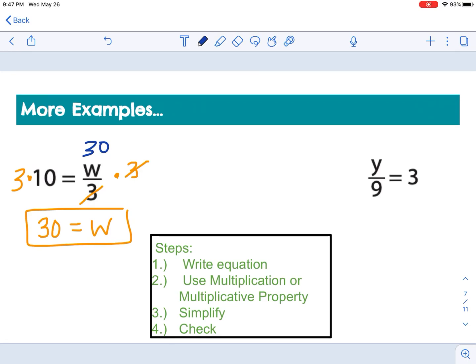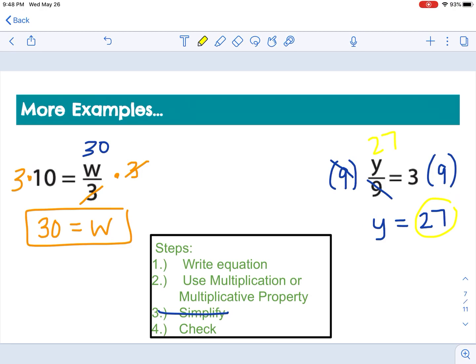So I have y divided by 9. The opposite of divided by 9 is times 9. So I'm going to multiply both sides by 9. Remember, if you do something to one side, you have to do it to the other to keep it balanced. The 9 and the 9 are going to cancel each other out. So I'm left with y. And 3 times 9 is 27. I don't need to simplify anything, but I do need to check and make sure I did it right. So I'm going to take that 27, I'm going to put it back in for the y. And 27 divided by 9, yep, that is 3. So I know I got it right.